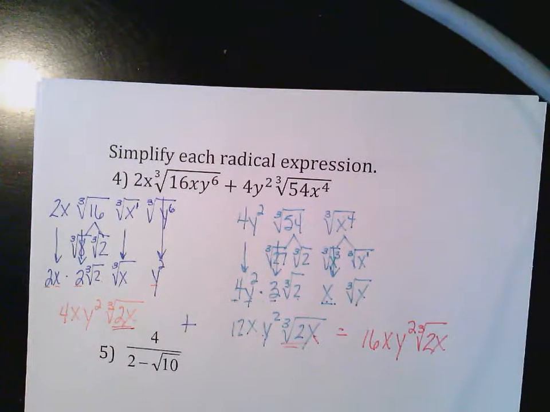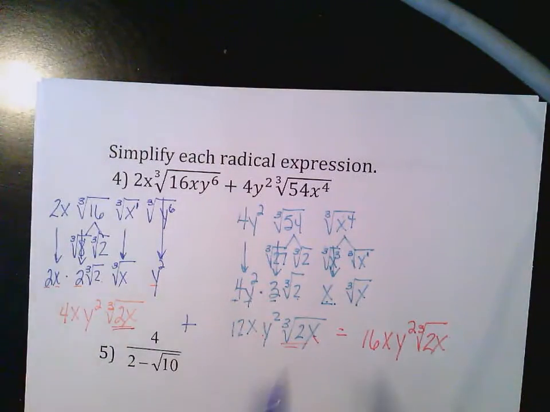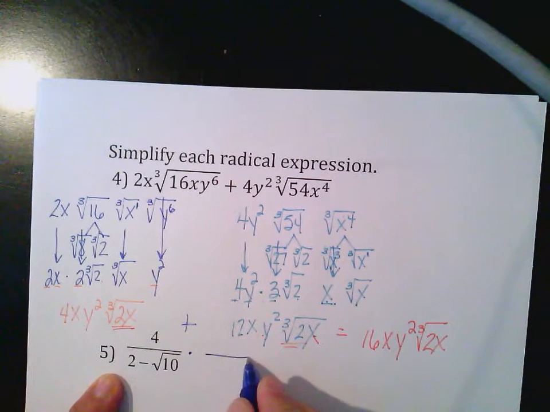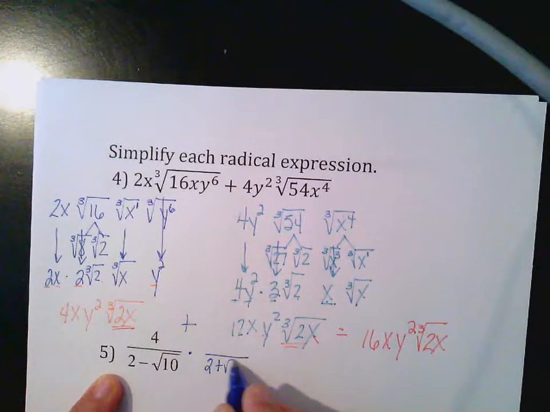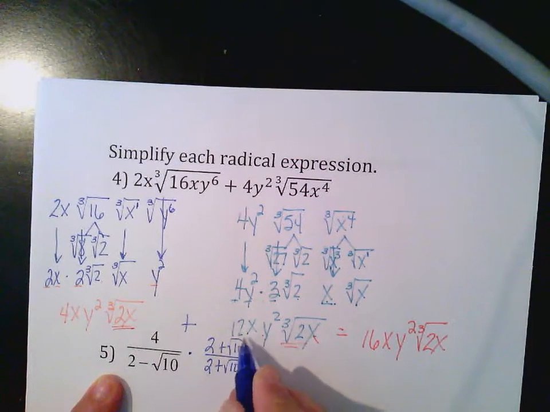Okay, number 5. No rats in the basement. I've got a radical in the basement here, so I'm going to multiply by the conjugate of that. So this will be 2 plus the square root of 10, but whatever you do on the bottom, you also have to do on the top.